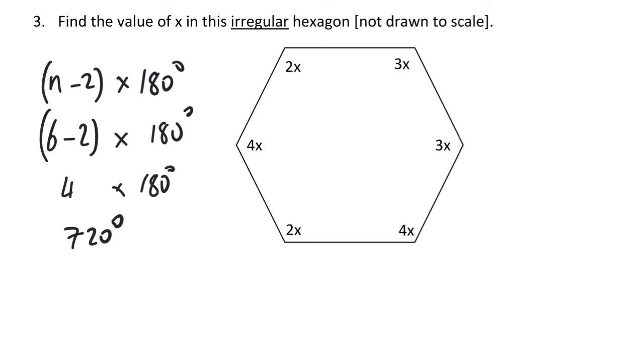Now if we add up all these angles inside, we have 2x plus 3x is 5x, plus another 3x is 8x, plus 4x is 12x, plus 2x is 14x, plus 4x is 20x. So we've got 20x, and that must equal 720 degrees. If we divide by 20, we get that x is equal to 36 degrees. All the angles could be calculated using x equals 36, but the value of x is just 36 degrees.